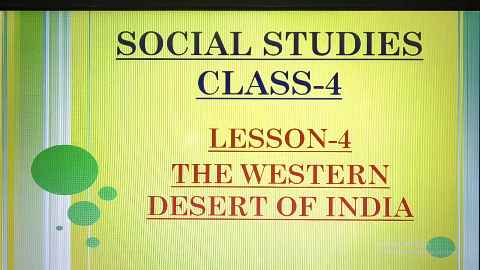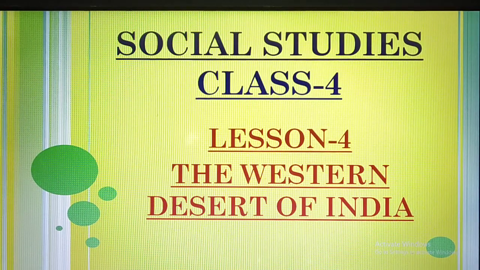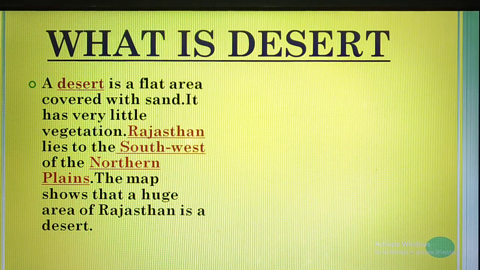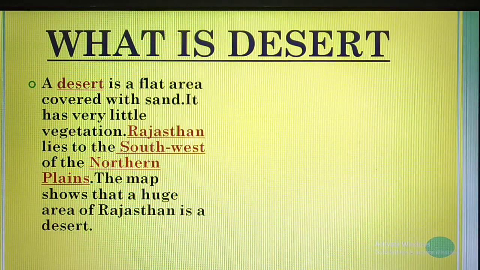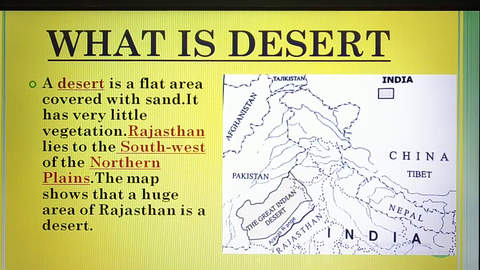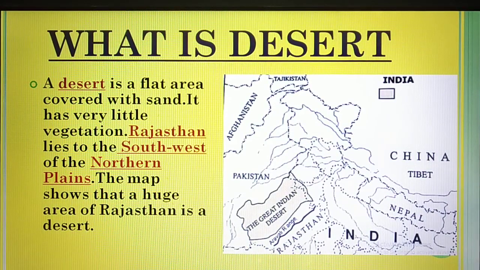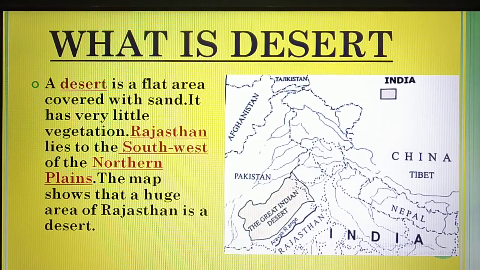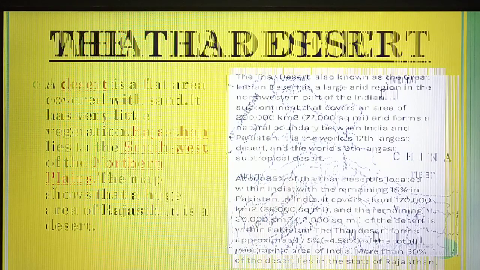Today I am here with Social Studies class 4, lesson 4, the Western Desert of India. Now what is a desert? A desert is a flat area covered with sand. It has very little vegetation. Rajasthan lies to the southwest of the northern plains. The map shows that the huge area of Rajasthan is a desert.